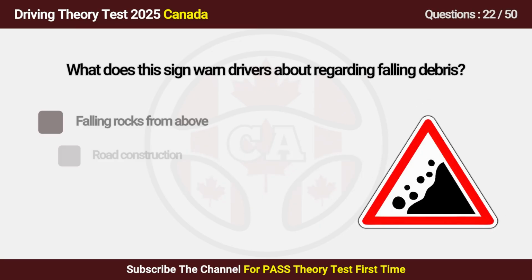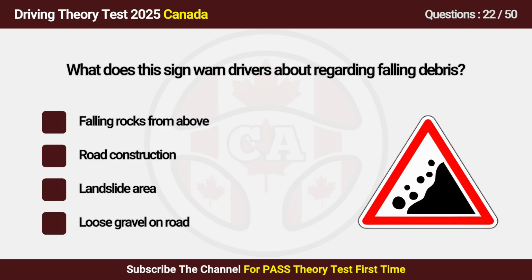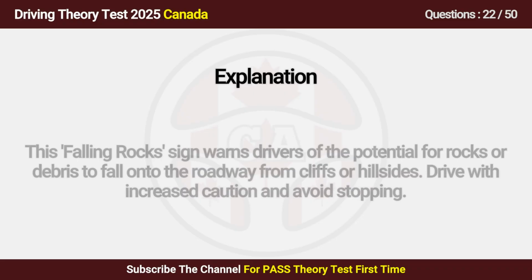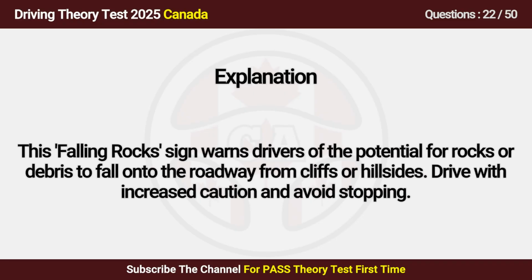Question 22. What does this sign warn drivers about regarding falling debris? A. Falling rocks from above. B. Road construction. C. Landslide area. D. Loose gravel on road. Answer is A. Falling rocks from above. This falling rocks sign warns drivers of the potential for rocks or debris to fall onto the roadway from cliffs or hillsides. Drive with increased caution and avoid stopping.